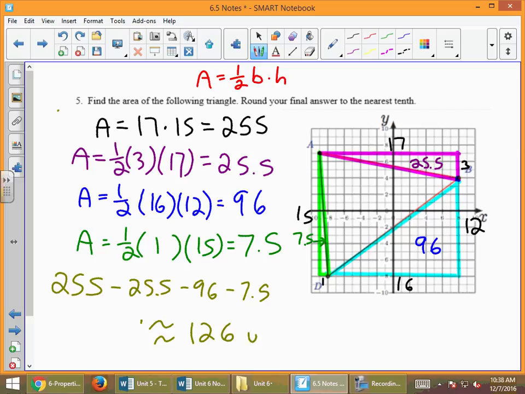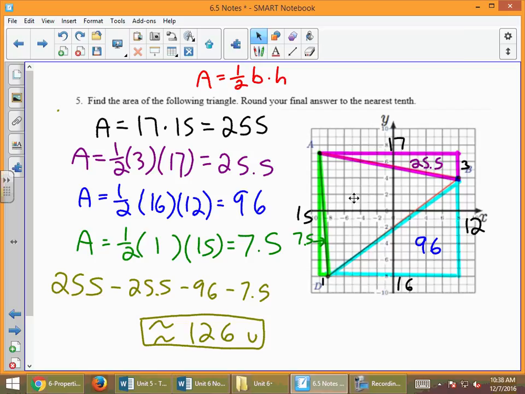I just put units there. You don't need units there. Have you ever had somebody try to count squares? That's how many there are. 126.